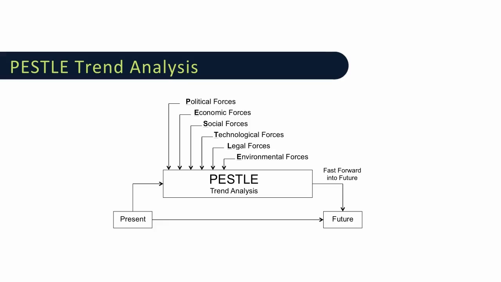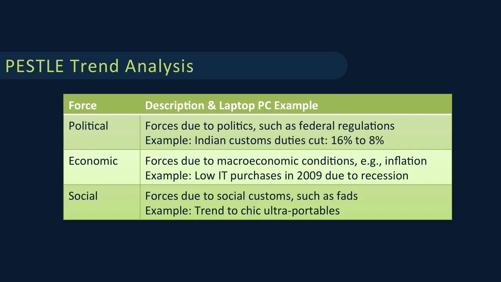In this slide, we examine the Pestle trend analysis method. Pestle stands for political, economic, social, technological, legal, and environmental forces. In the Pestle method, we consider each of the forces and what they can do to the market. The forces can introduce trends, allowing us to fast forward into the future, gaining a glimpse of the possible future of the market. We demonstrate the Pestle method with an example. In the example, we examine laptop personal computers in the late 2000s.